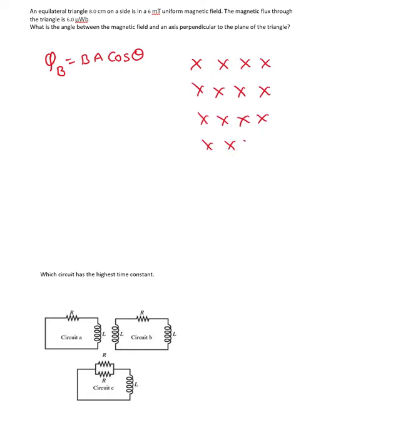Assume that this indicates the magnetic field is going into the screen. If you assume this is in x, y, and z dimensions, so this is the x-axis, y-axis, and z-axis, then the magnetic field is going into the board, or into the screen, so it is on the x and z axis. Now the triangle is placed something like this.